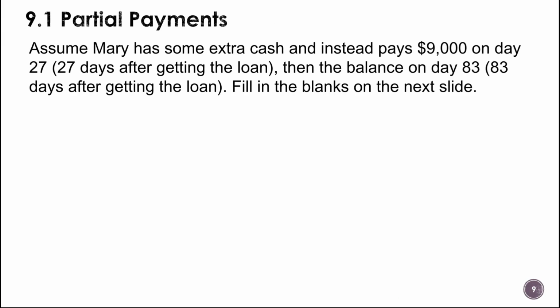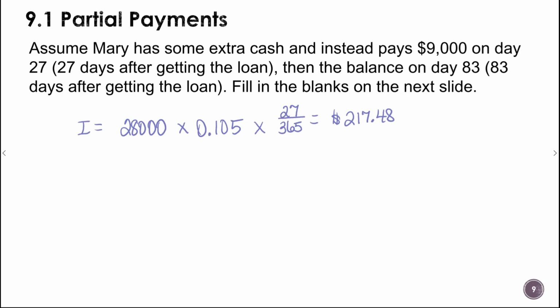All right, so the loan was $28,000, and it was at 10.5% interest, so 0.105 again. She paid a payment, or she paid $9,000 on day 27. So for 27 days, this is how much interest she would owe. $217.48. Right, both of these are interest. I'm going to go ahead and put the I out here.